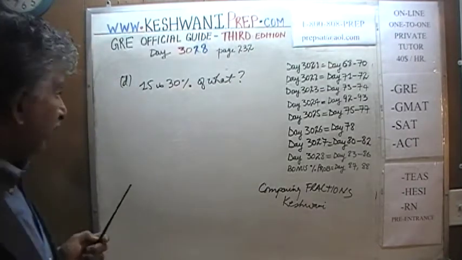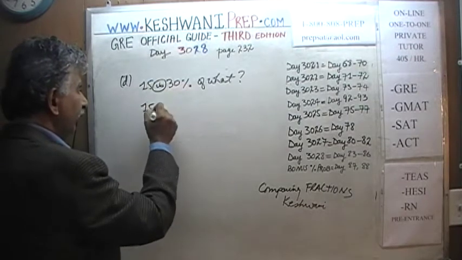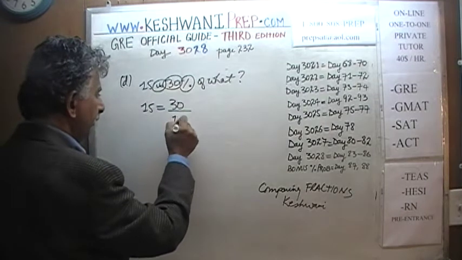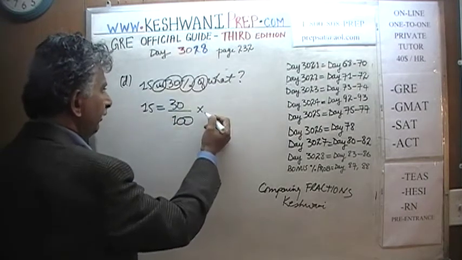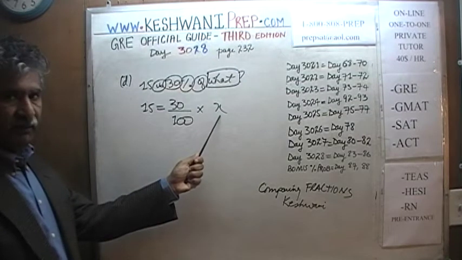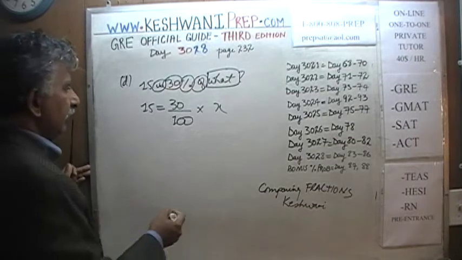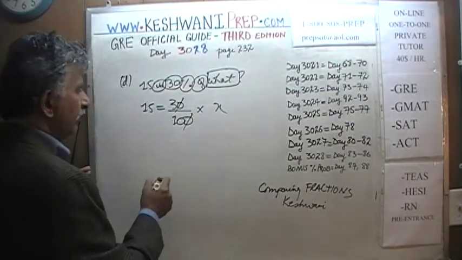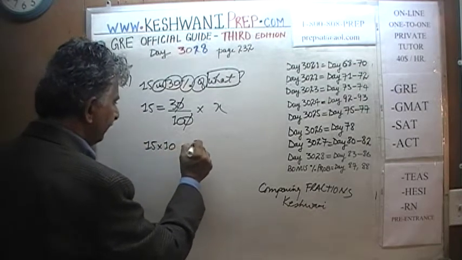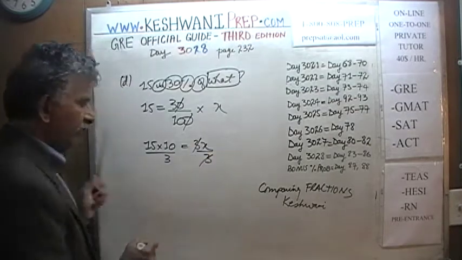If you want to set it up in a traditional manner, then here's the equation. It says 15 is, means equal, and we have 30. Percent means over 100, of means times, and what is our unknown, x. Let's isolate the x, let's separate the x by itself. Or better yet, let's get rid of the zeros first. Let's multiply both sides by 10, so we get 15 times 10 equals 3x. Divide both sides by 3, and we'll have the x by itself.